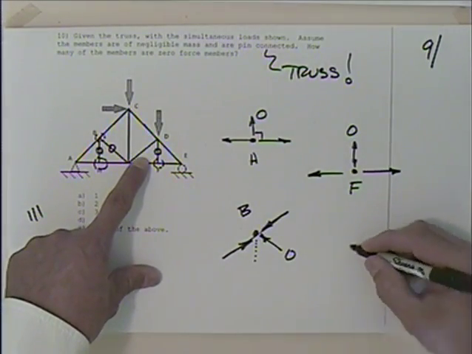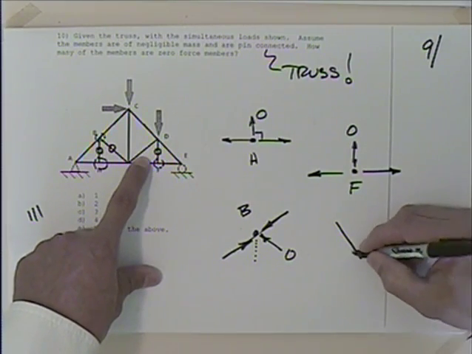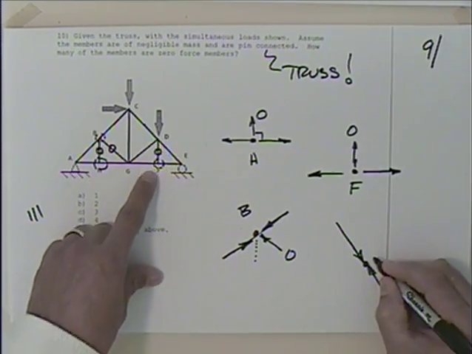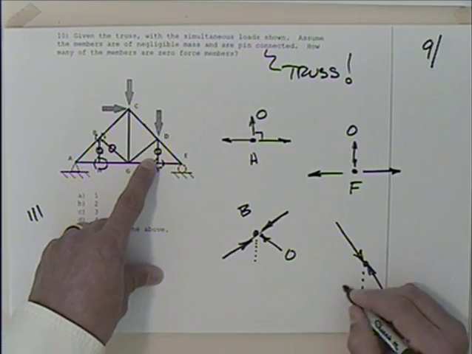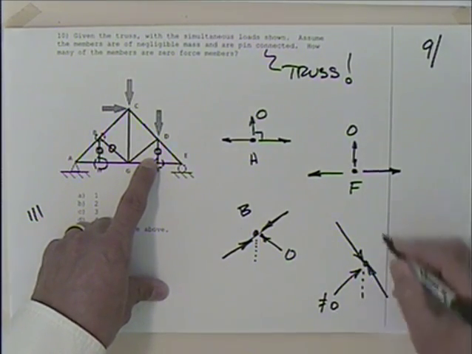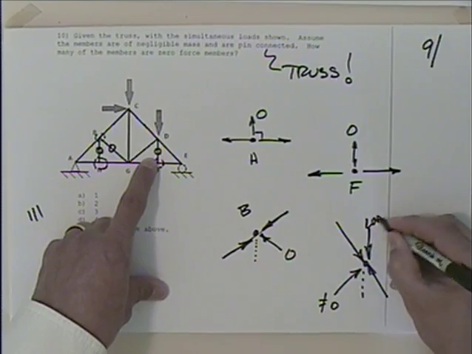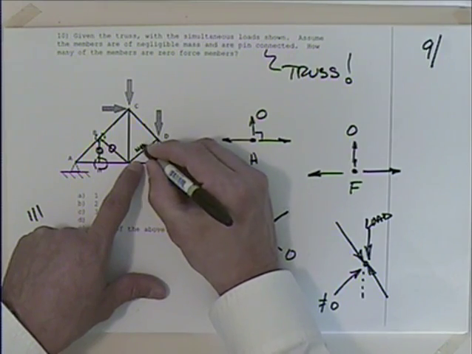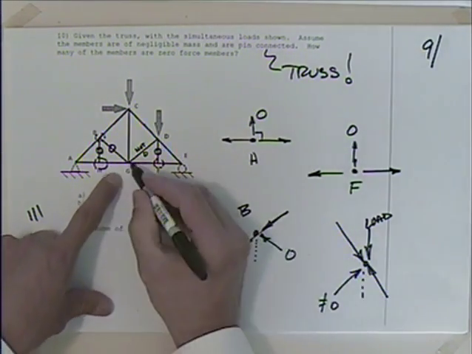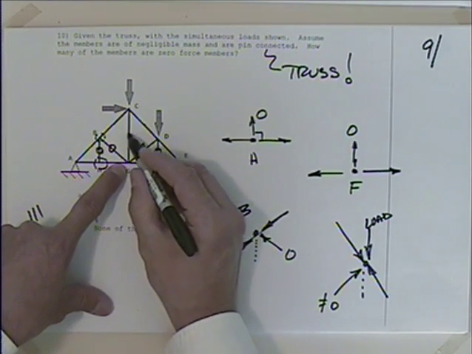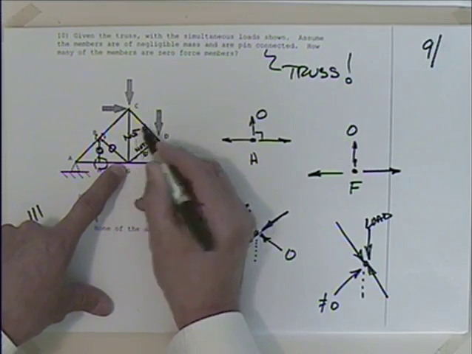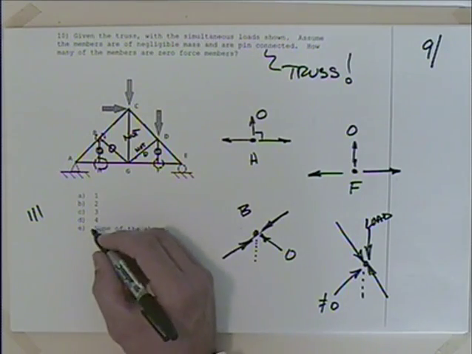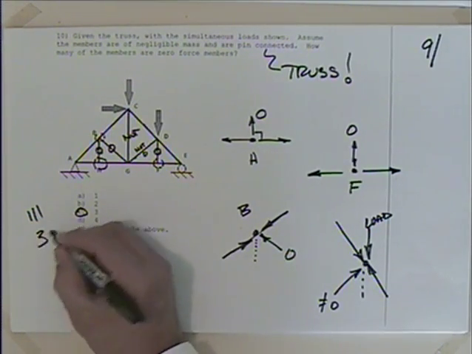If I look at D, what do I have going on at D? There's CD. There's DE. I've got 0 there. And I'd better have something. This had better be not equal to 0 because I have this load, right? Okay, so this has to be non-zero. This is not 0. Okay, so then when we get down, if this is not 0, then this one would have to be not 0 also, wouldn't it? Okay, so I think we've exhausted the zero force members. There would be 3 of them. The answer would be C.